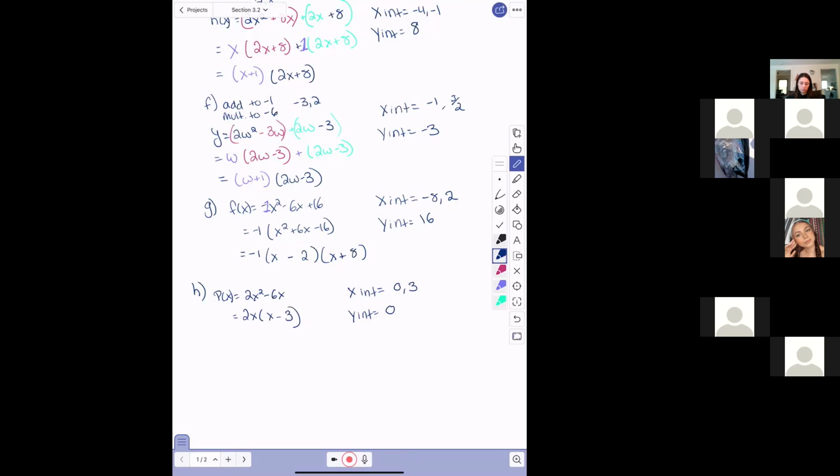Where does the 0 in the x-intercept come from? So when you set 2x times x minus 3 equal to 0, just like we did when we multiplied two binomials, you set 2x equal to 0 and then x minus 3 equal to 0. So when you divide by 2 on both sides, you get x equals 0, and then add 3 here, so x equals 3. Alrighty, thank you. You're welcome.